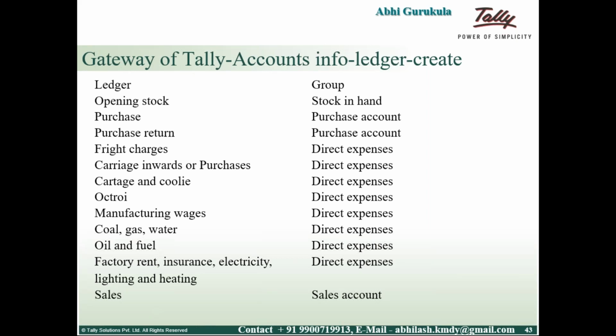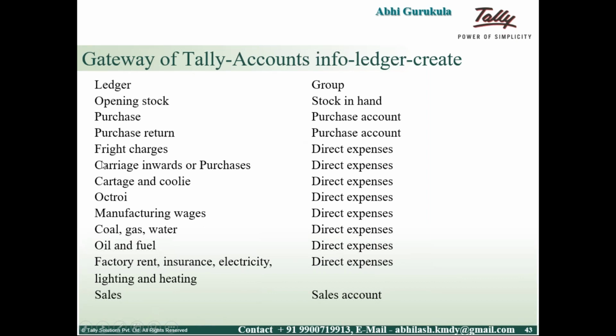Opening stock comes under stock in hand. Purchase comes under the purchase account. Purchase return comes under the purchase account. Freight charges are a direct expense. Carriage inwards on purchase is a direct expense. Octroi, manufacturing wages, coal and gas and water are direct expenses. Oil and fuel, factory rent, insurance and electricity are direct expenses.